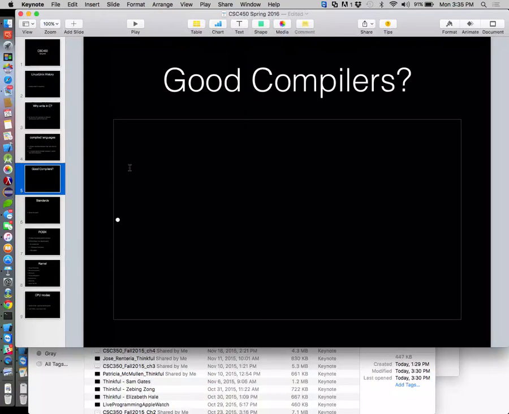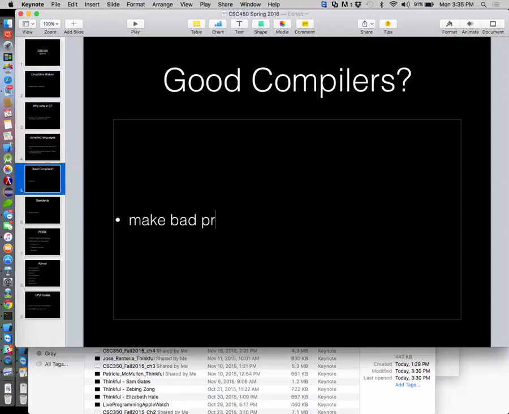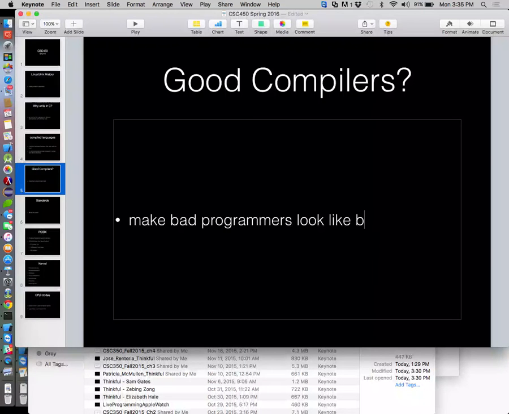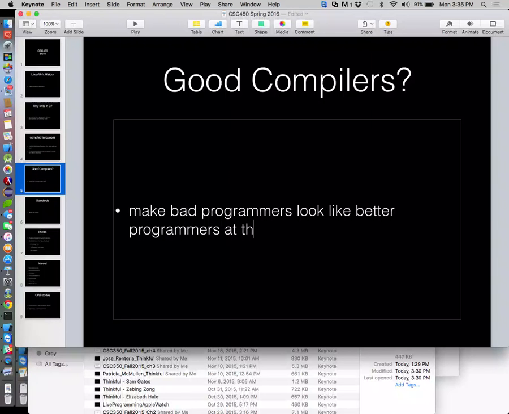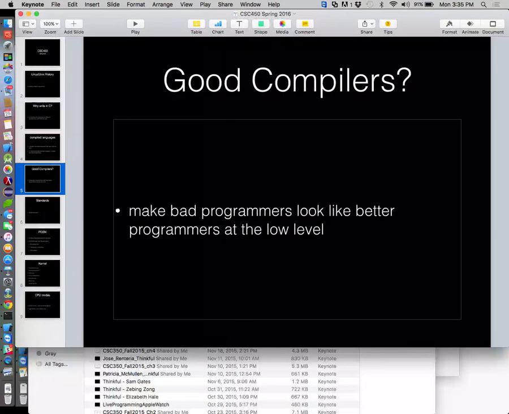All right. So, what does it mean for a compiler to be good? I like the little saying: make bad programmers look like better programmers at the low level. So it produces efficient and correct low-level code. Now, in the big scheme of things, for us in here at least, we're not really striving to understand the little idiosyncrasies of what makes a good compiler good and what makes an accurate compiler not so good.